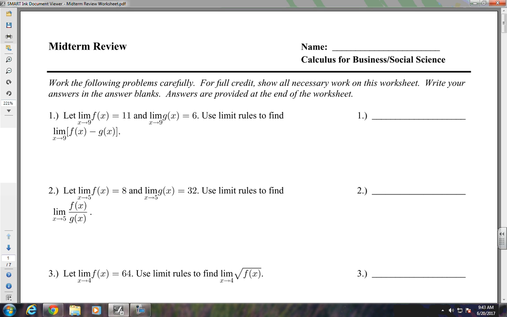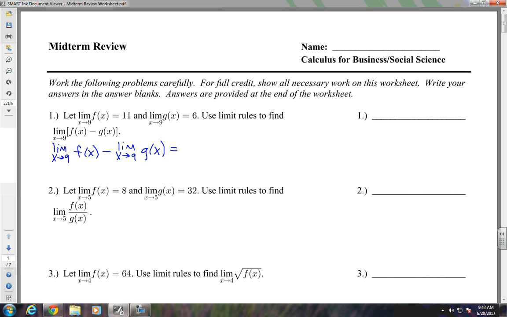This is really a simple problem involving substitution. So to evaluate the limit as x approaches 9 of f of x minus g of x, we're going to find the limit of each individual function and then calculate their difference. So we can expand this as the limit as x approaches 9 of f of x minus the limit as x approaches 9 of g of x.